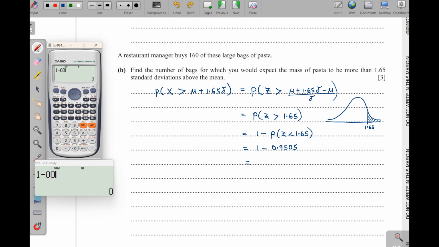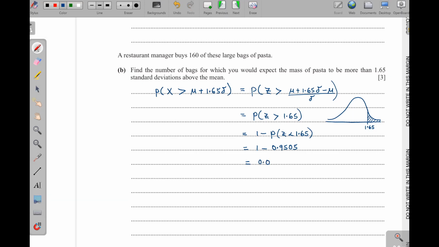1 minus 0.9505. So we get 0.0495. Now here I've used a table. When I use a calculator, I don't even need to write all of this. You see? So for the calculator, this is what we do.